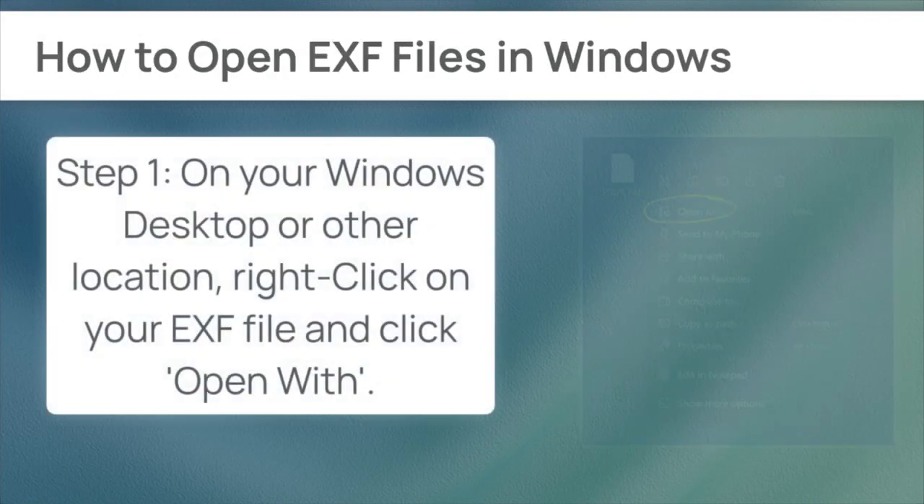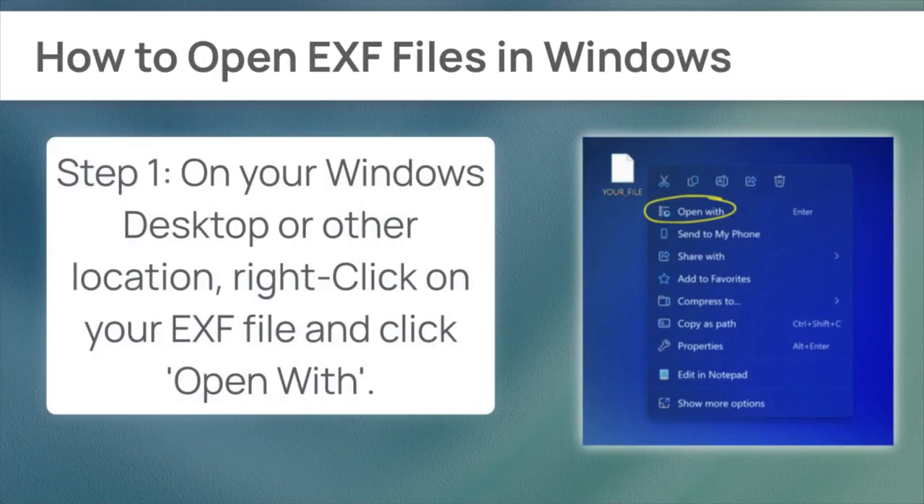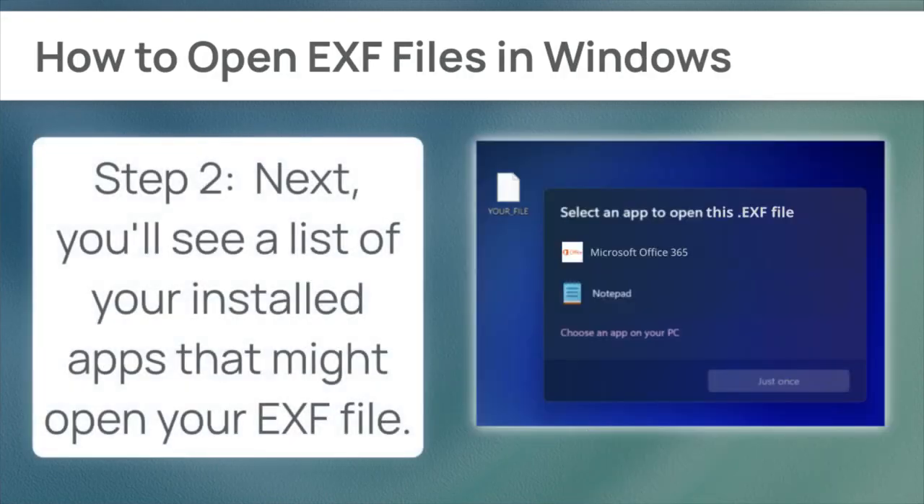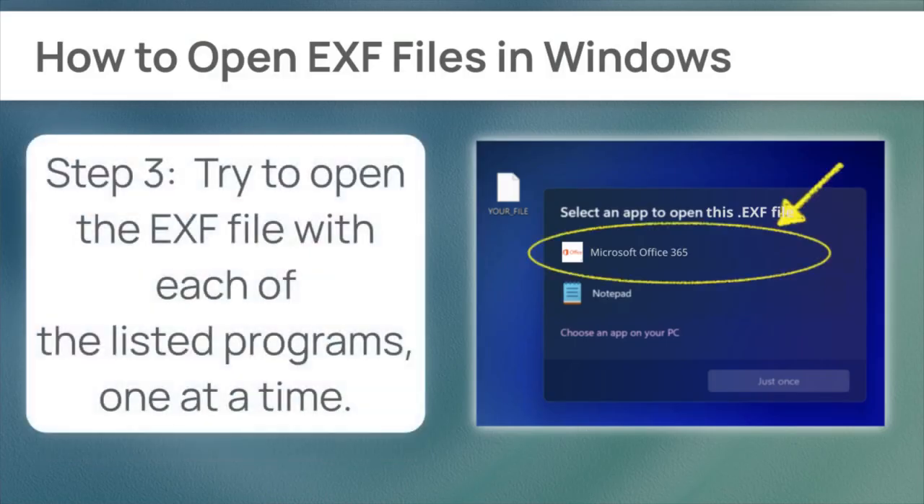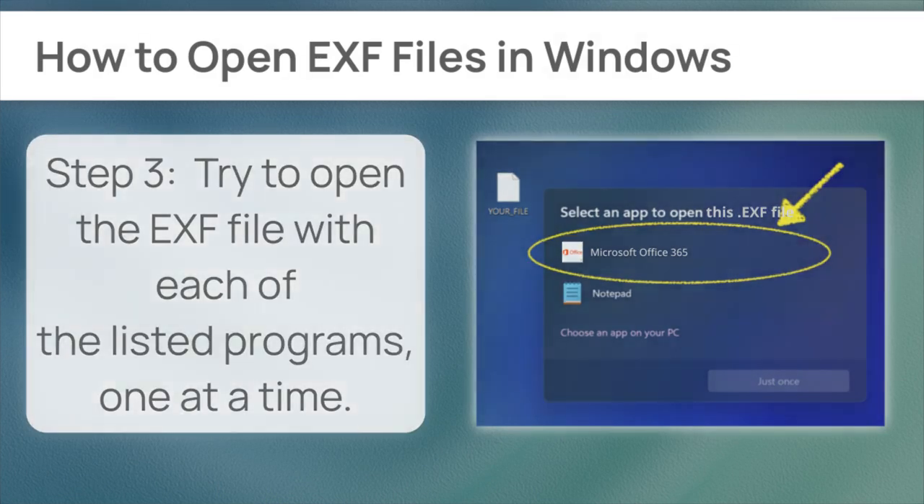Your essential first move is the file association test. Right-click the EXF file and choose Open With. If Microsoft Office 365 is on your machine, test it. If not, choose another program. Don't worry if you need to try a few.